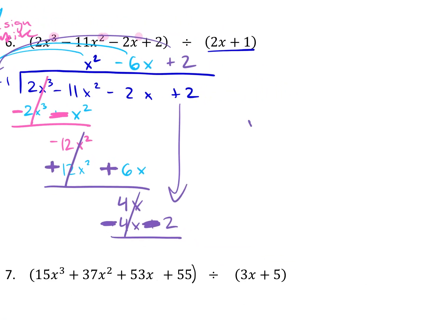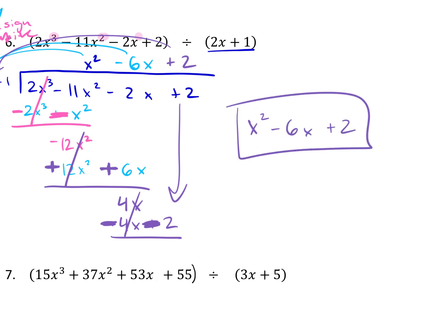So our answer here would just be x squared minus 6x plus 2. If we were to have a remainder, it would be the number over 2x plus 1, right? You can leave it as remainder, whatever your remainder would be. So here our remainder is 0, so you don't need to leave it as a fraction. You can just give me the r.